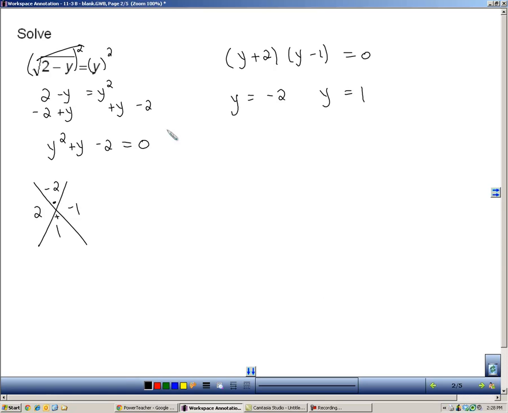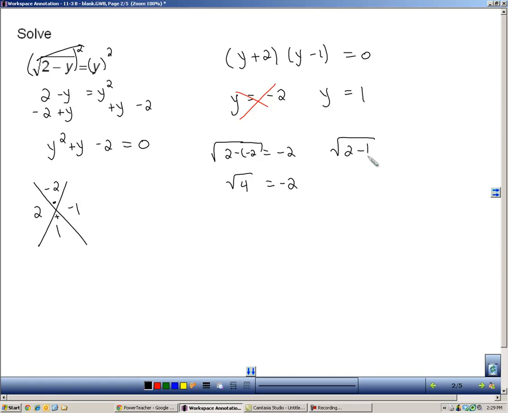We have to check. So square root of 2 minus, I'm going to plug negative 2 in. Oops, that's a negative 2. So square root of 2 minus negative 2, and that equals negative 2. So 2 minus negative 2 is 4. So this is really the square root of 4. Does that equal negative 2? No, it doesn't. So negative 2 is extraneous.